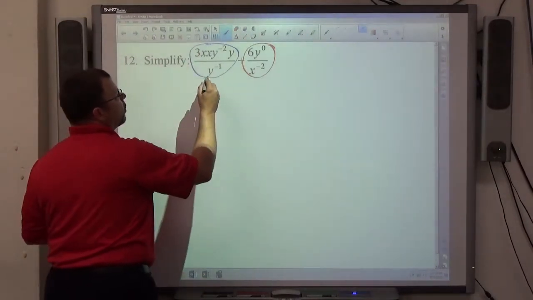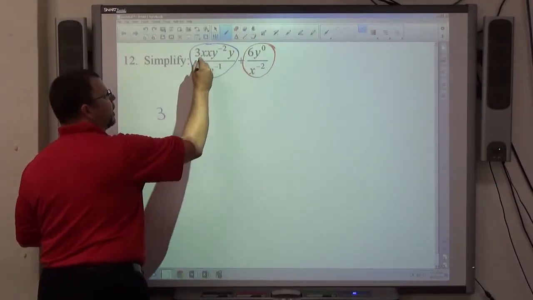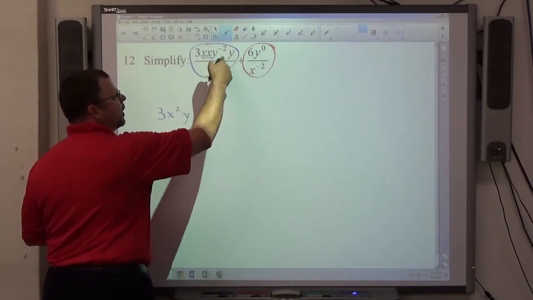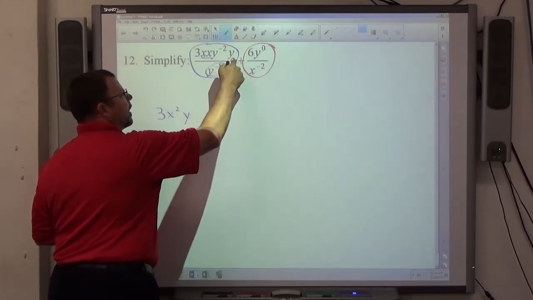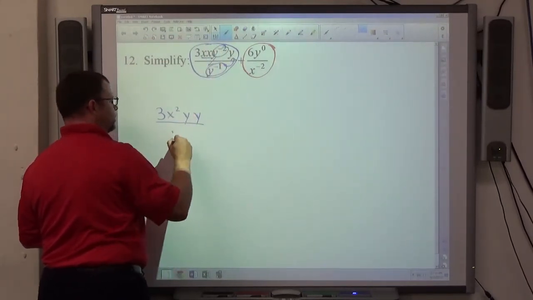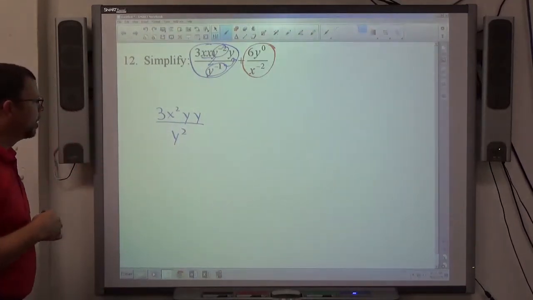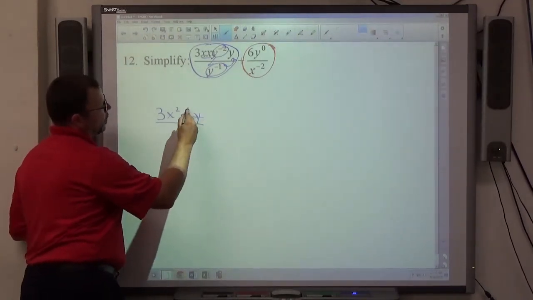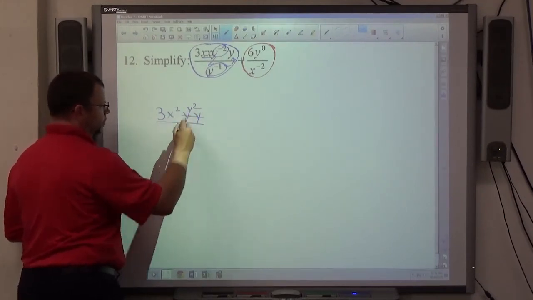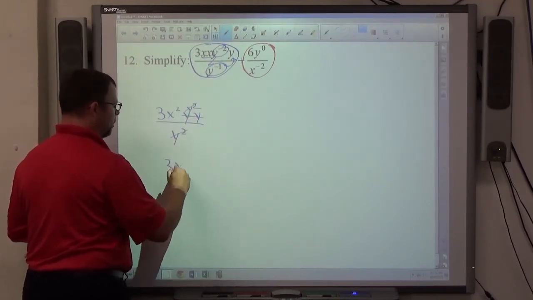So maybe first off, I would go 3, that's x squared. And then I got a y on top, right? And then the y to the negative first belongs on top. And the y to the negative second belongs on bottom. Maybe I do that first. And I might notice that y times y is y squared. Y squared over y squared cancels. So I end up with 3x squared off the first term.